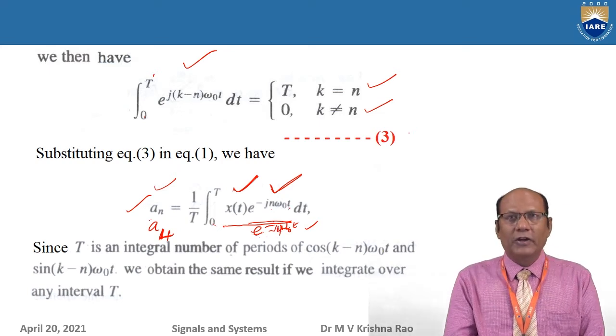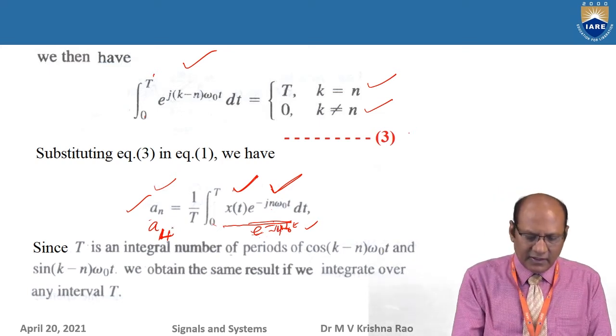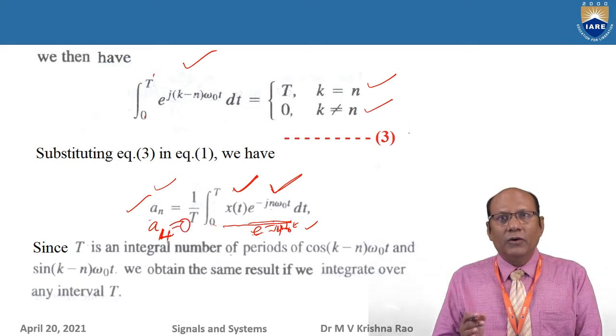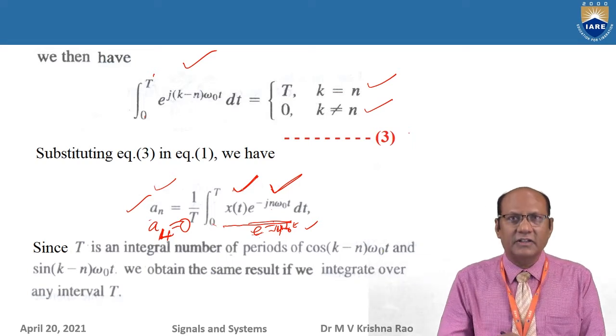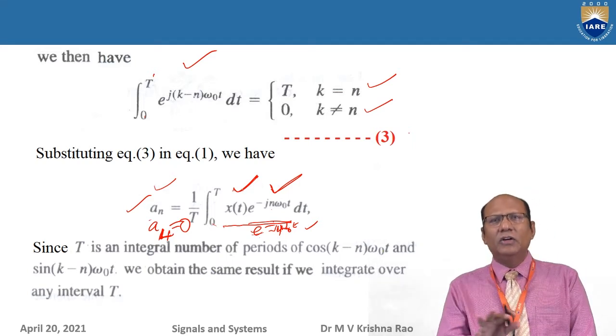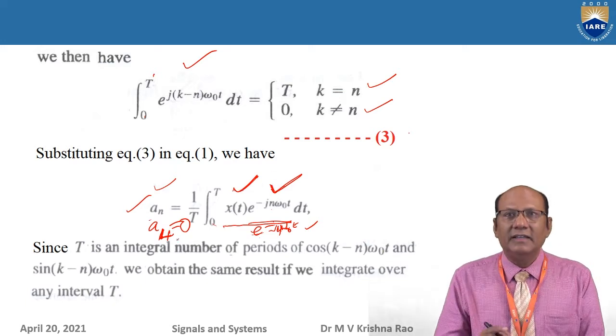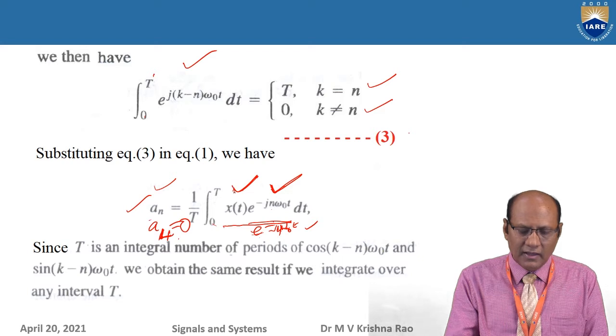So if a4 equals 0, for example, let us say a4 equals 0. Then what does it mean? The fourth harmonic is not at all contained in this signal. There is no similarity at all. Similarity is 0, totally dissimilar. That means this fourth harmonic is not contained in the given signal.